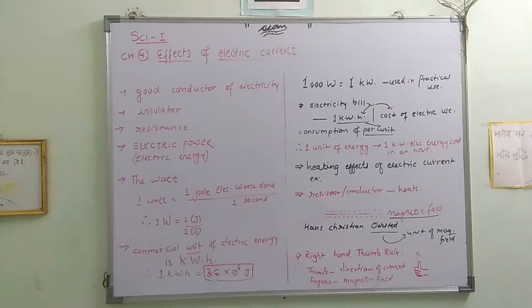Today we are going to learn Science 1 chapter, that is chapter number 4, Effects of Electric Current. So, there are few concepts which we should know before reading the lesson. Okay, so let's start.